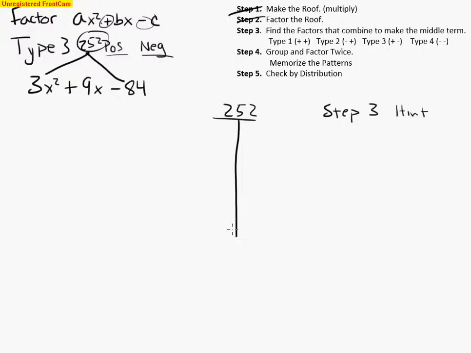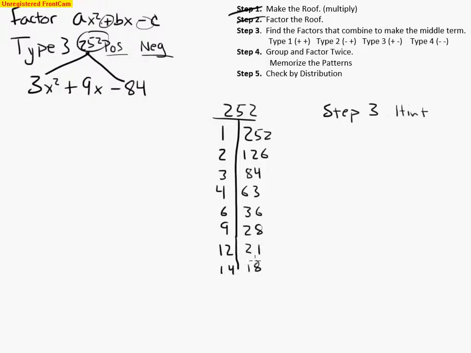Again, there are lots of factors here. I was too lazy, so I went online. I said to Google, factor 252. I got 1 times 252, 2 times 126, 3 times 84, 4 times 63, 6 times 36, 9 times 28, keeps going, good Lord, 12 times 21, and 14 times 18.